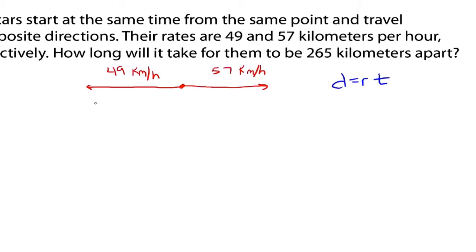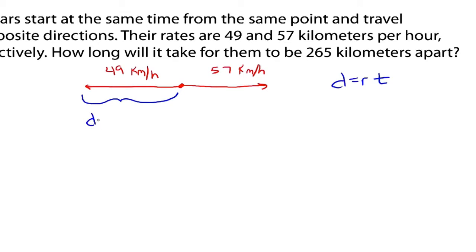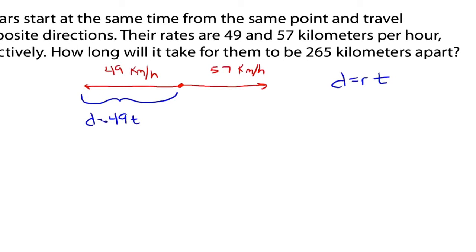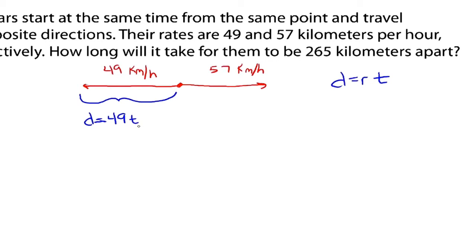So this part right here, if you're going 49 kilometers per hour, then the distance, d, is equal to 49t. Everybody with me on that? Because distance is equal to rate times time. Well, we don't know the time yet, so the distance is just 49 times whatever the time would be. That would be that distance.